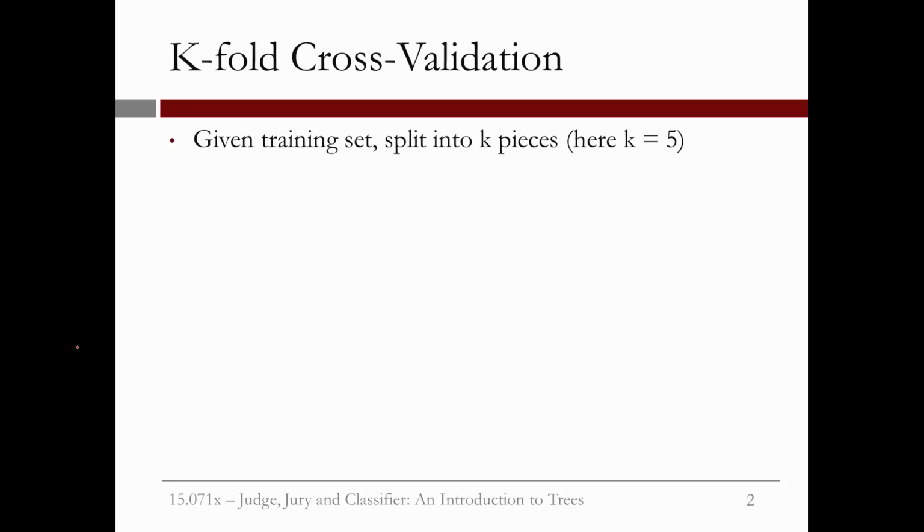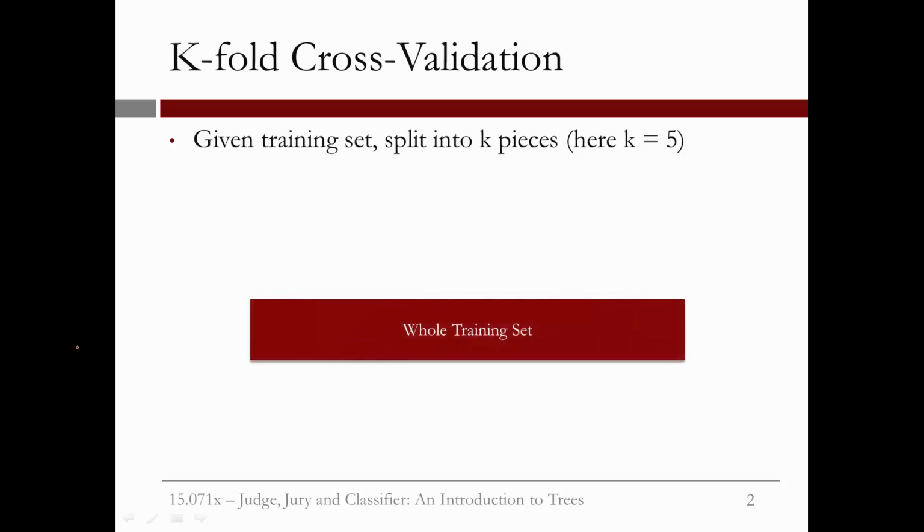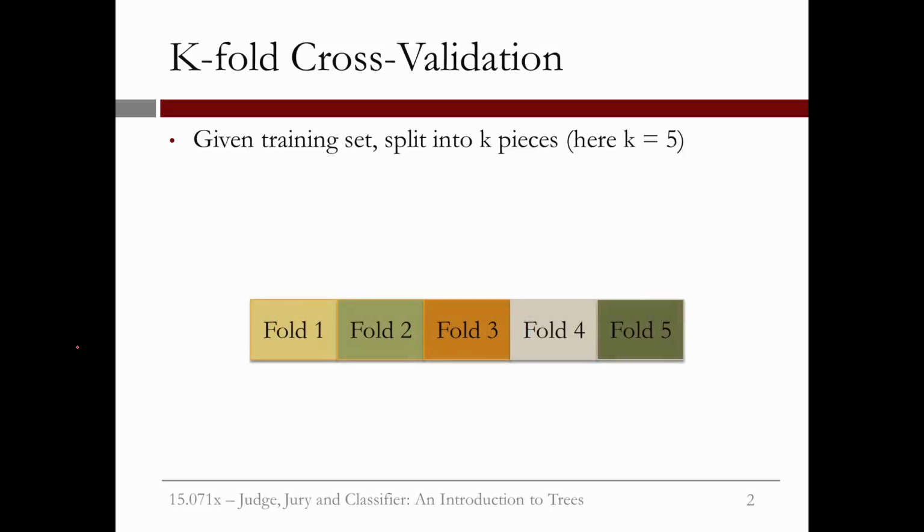Instead, we'll use a method called k-fold cross-validation, which is one way to properly select the parameter value. This method works by going through the following steps. First, we split the training set into k equally sized subsets, or folds. In this example, k equals 5.